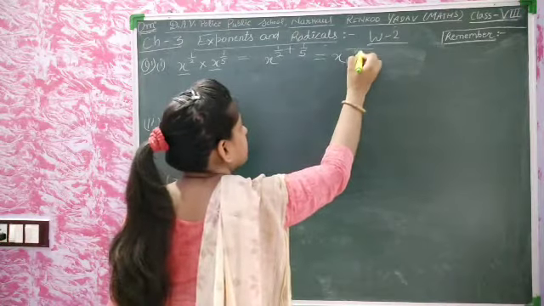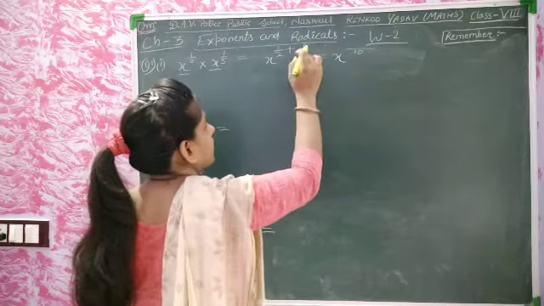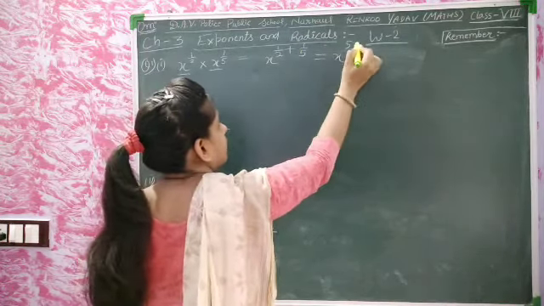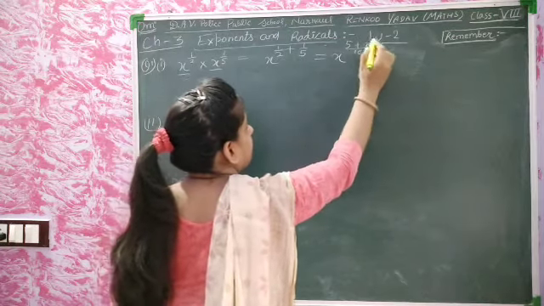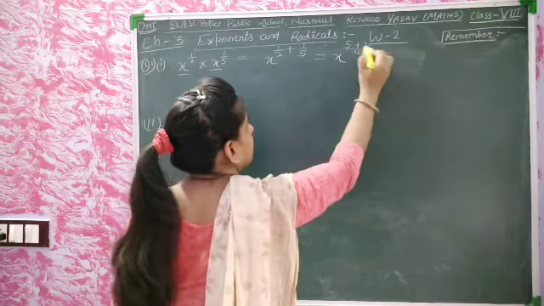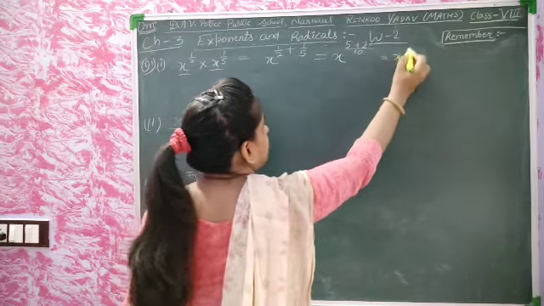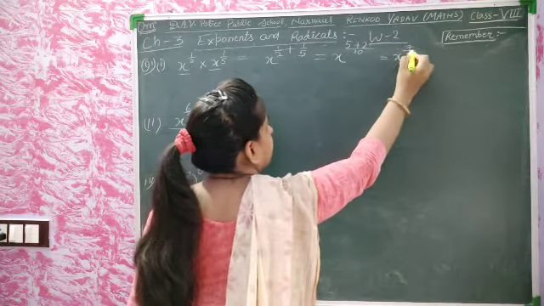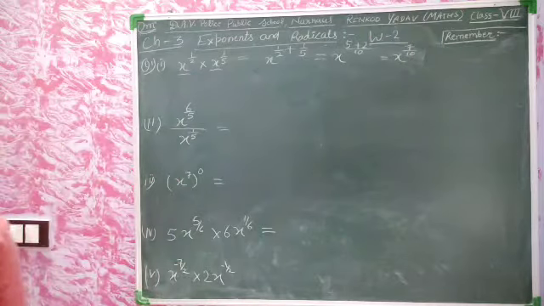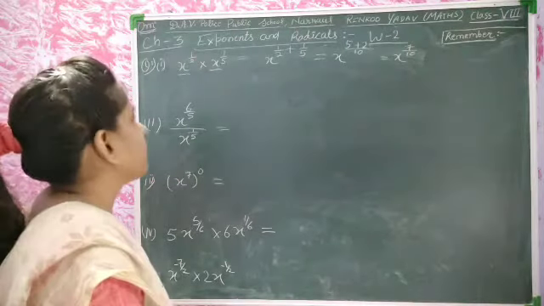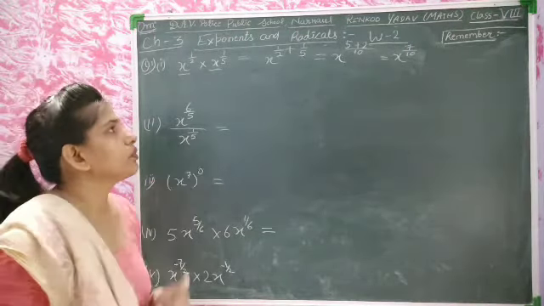Its LCM is 10. 5 ones are 5 and 2 fives are 10, and plus 2 ones are 2. It's getting here x to the power 7 by 10. It's done here. Okay students, now we will do part 2.